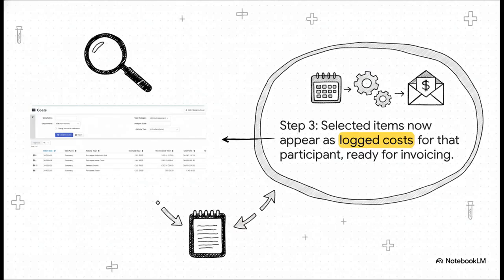And boom, there it is. Just like that, those items are now officially logged as costs for that participant. You've got the date, the activity, the cost. It's all calculated and recorded. These little guys are now just sitting in the system waiting to be invoiced.